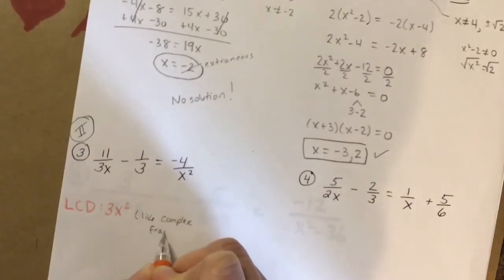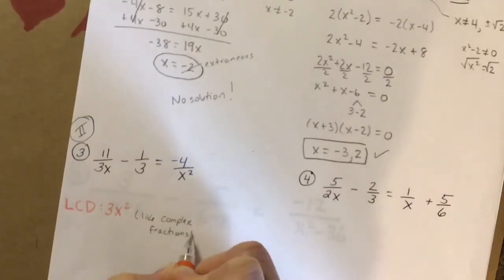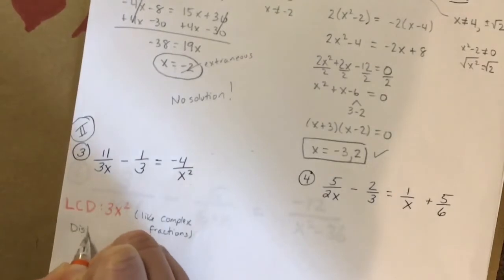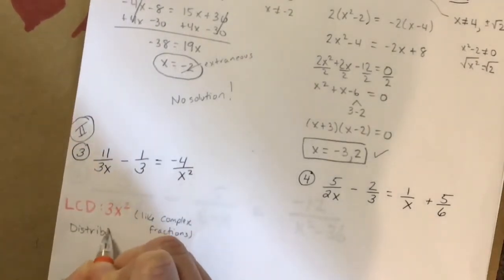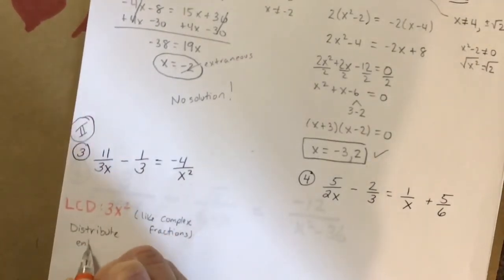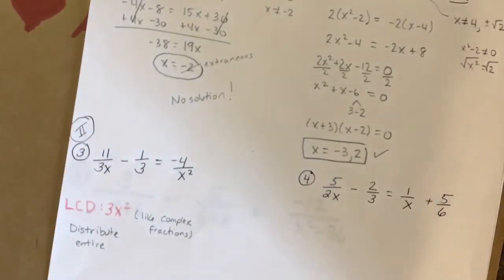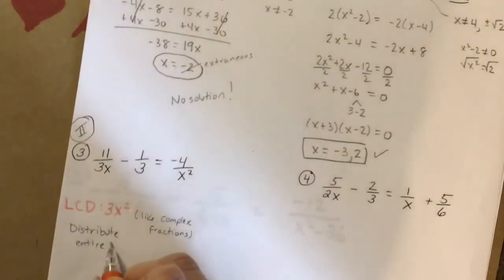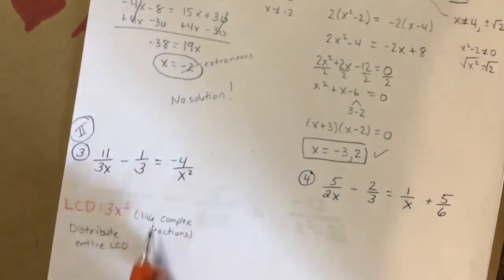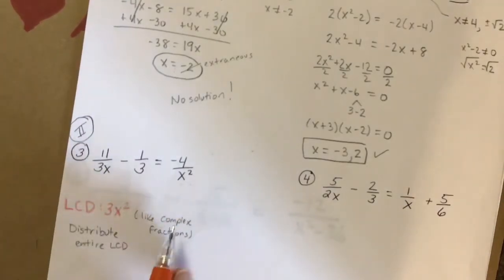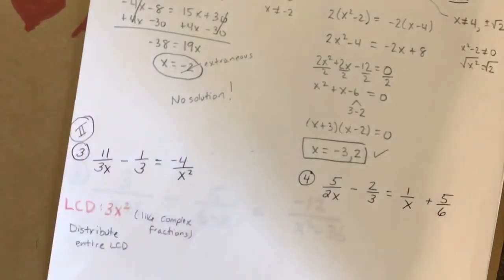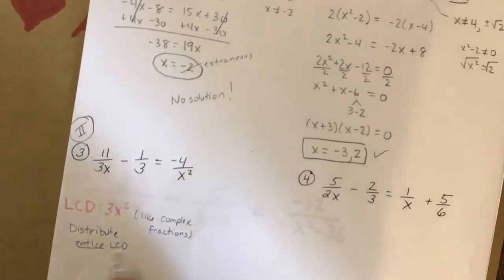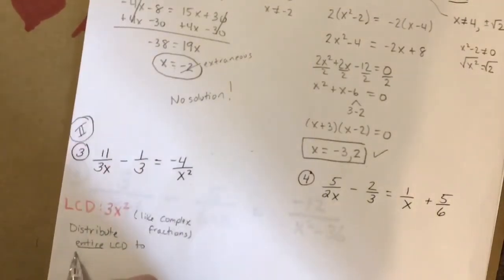What did we do with the complex fractions? Well, we distribute the entire LCD to each term on both sides of the equation. We distributed for complex fractions to each term in the numerator and the denominator. Now we're going to distribute the entire LCD to both sides of the equation. Every term.